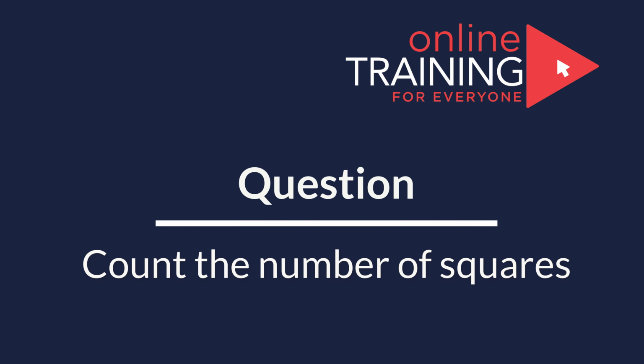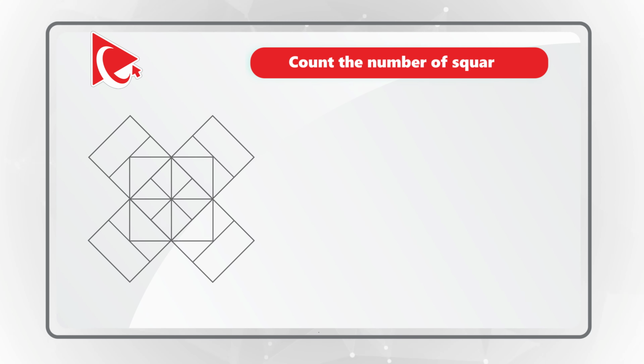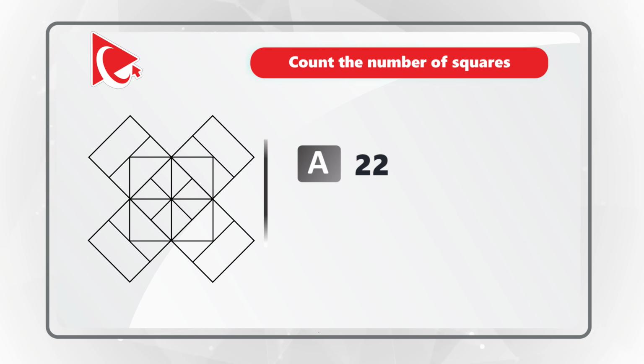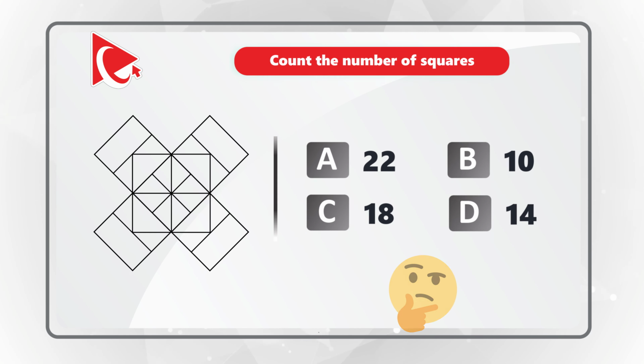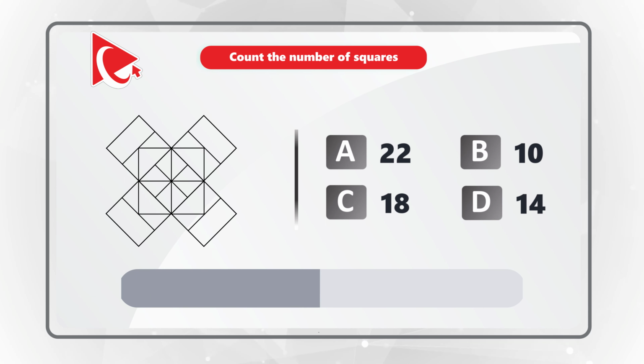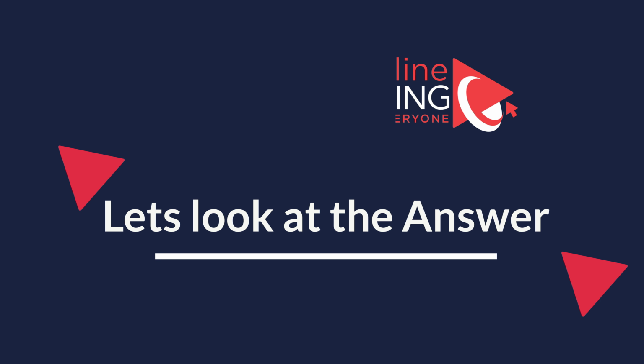Here is an interesting problem where you need to count the number of squares in the presented shape. The correct number is one of 4 different choices. Choice A, 22. Choice B, 10. Choice C, 18. And choice D, 14. Take a close look at the picture to see if you can come up with the right solution. I was really impressed, but there are 18 squares in this picture. Let me show them all to you.